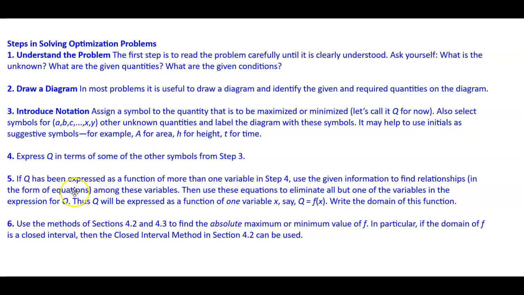Step 5, if Q has been expressed as a function of more than one variable in step 4, use the given information to find relationships in the form of equations among these variables. Then use these equations to eliminate all but one of the variables in the expression for Q. Thus, Q will be expressed as a function of one variable x, say Q = f(x), and then write the domain of this function. And number 6, use the methods of sections 4.2 and 4.3 to find the absolute maximum or minimum value of f. In particular, if the domain of f is a closed interval, then the closed interval method in section 4.2 can be used.